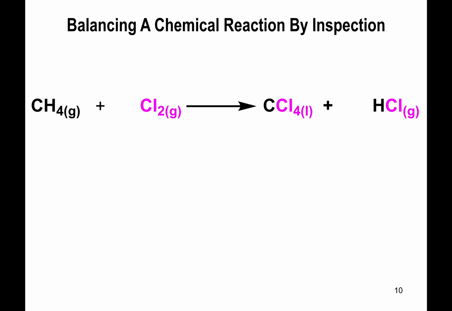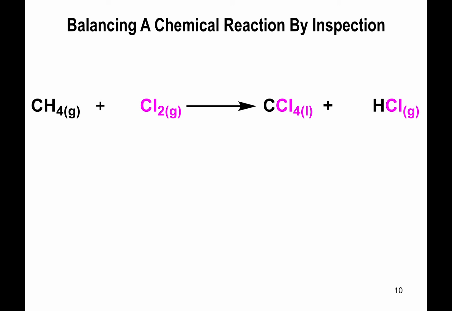Now, to be more specific, let me show you an example where we're going to balance the equation. Here we have CH4 reacting with Cl2. In the process, we do form CCl4 and HCl. Now, our task is to ensure that the number of atoms on both sides of the equation remain constant, because if they do not, we have violated the conservation of mass, and that cannot happen.